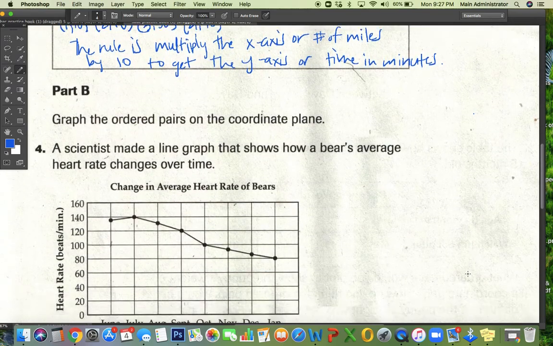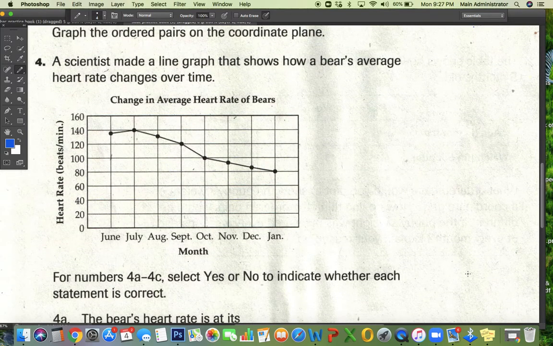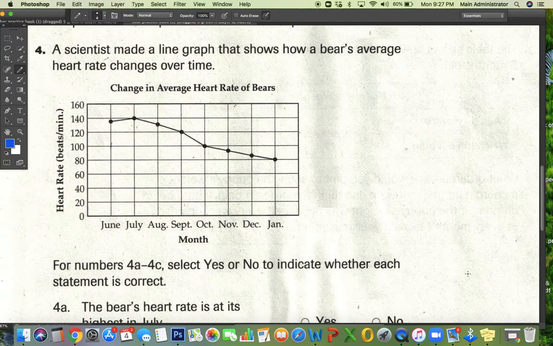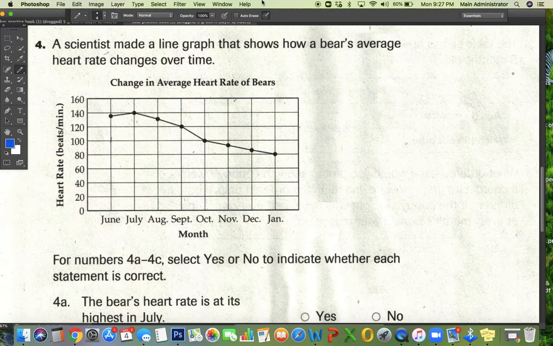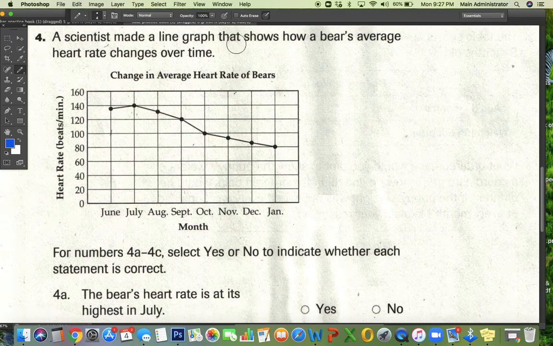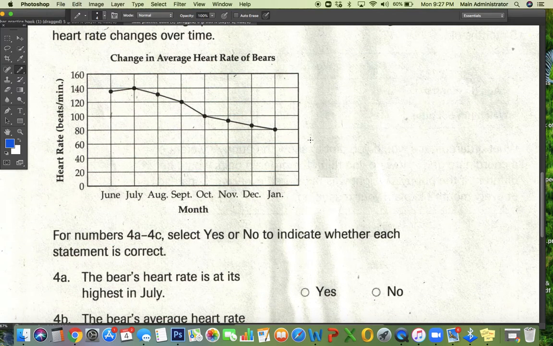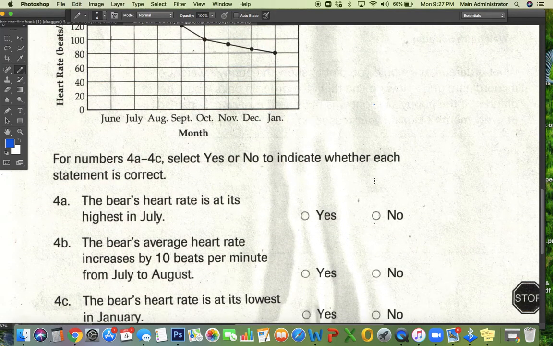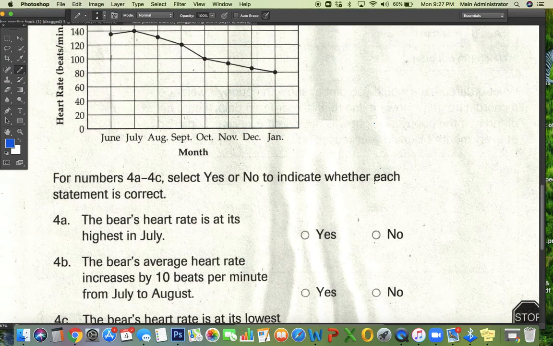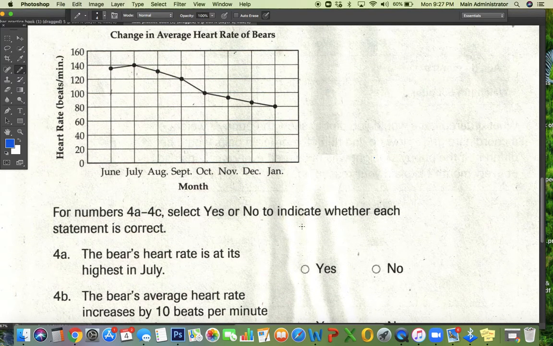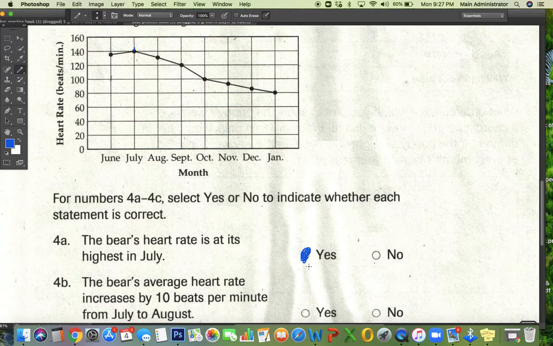All right. Number 4. A scientist made a line graph that shows how a bear's average heart rate changes over time. And I have to answer these questions and see if they're right, yes or no, correct or incorrect, okay? So the bear's heart rate is at its highest in July. Let's take a look at July. That is at 140. That is the highest point. So yes, that's correct. Let's take a look at B.